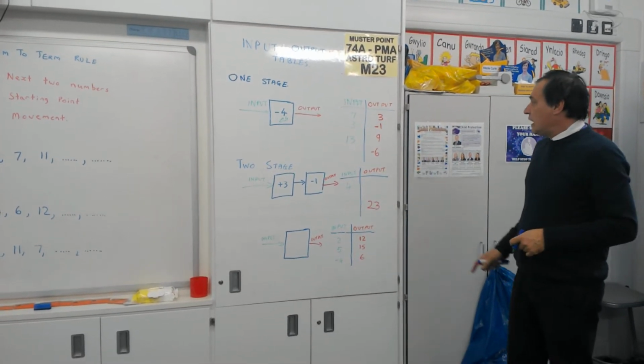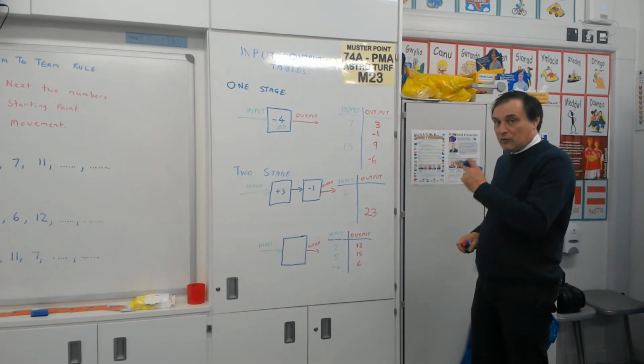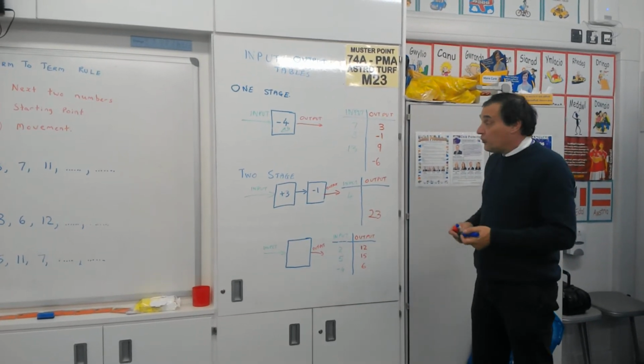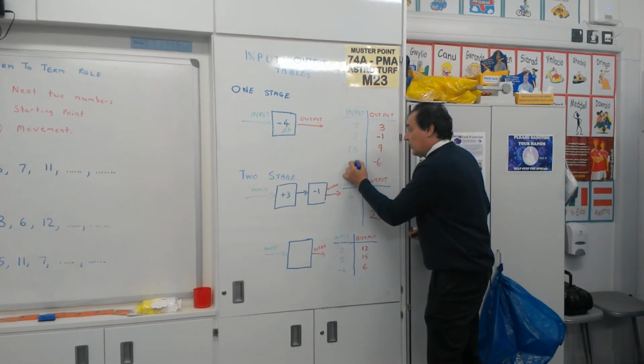Tricky negative number there. So I've got -6 here. Remember, I've got to add the 4 to it. Adding 4 to -6 then gives me -2.